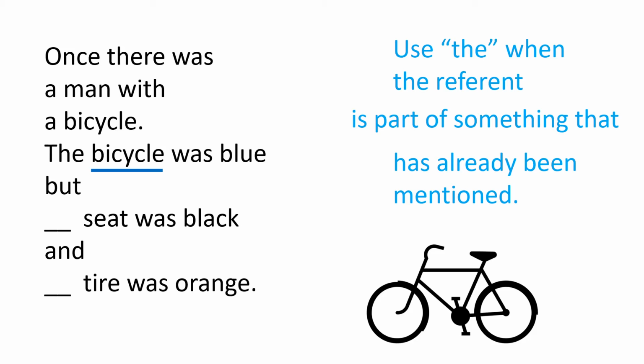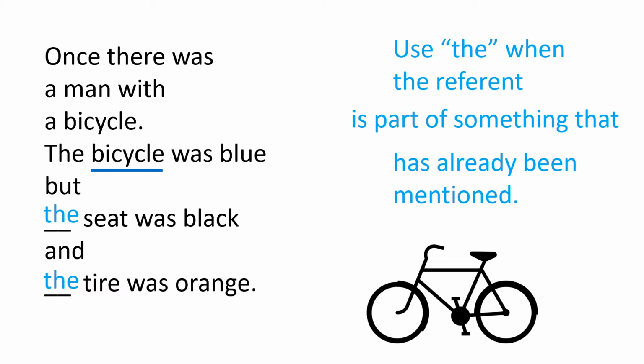Since the seat and tire are both part of the bicycle, our rule says that they should both be preceded by the. Our sentences now read, once there was a man with a bicycle. The bicycle was blue, but the seat was black, and the tire was orange.